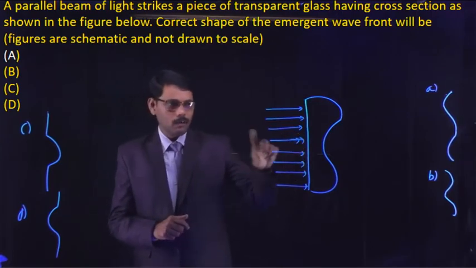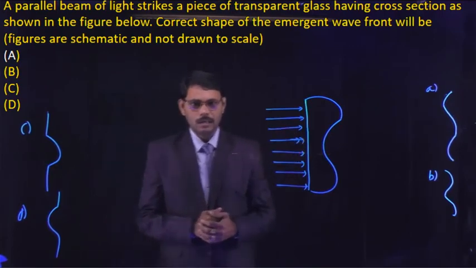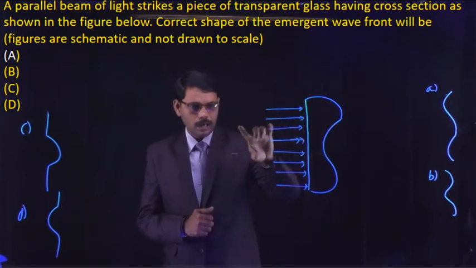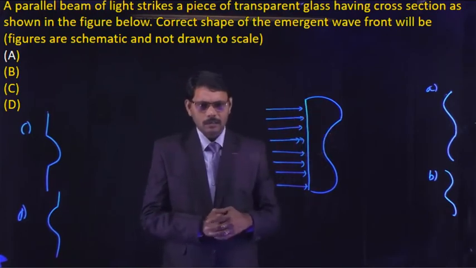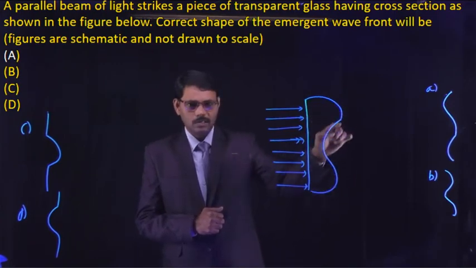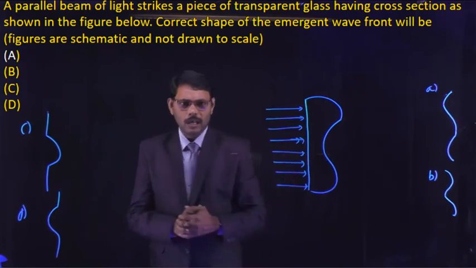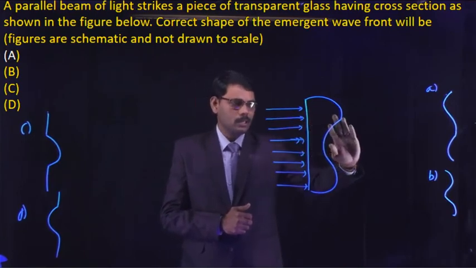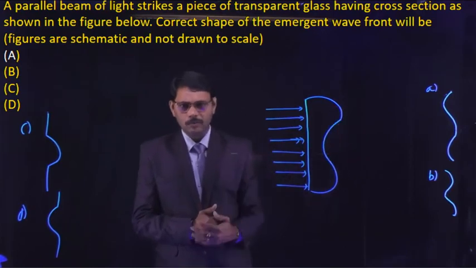A parallel beam of light strikes a piece of transparent glass. Let this be the transparent glass, having a different cross section as shown in the figure below. Find the correct shape of the emergent wave. The light passes through the transparent glass of the given cross section and emerges. Then what is the shape of the emergent wavefront?